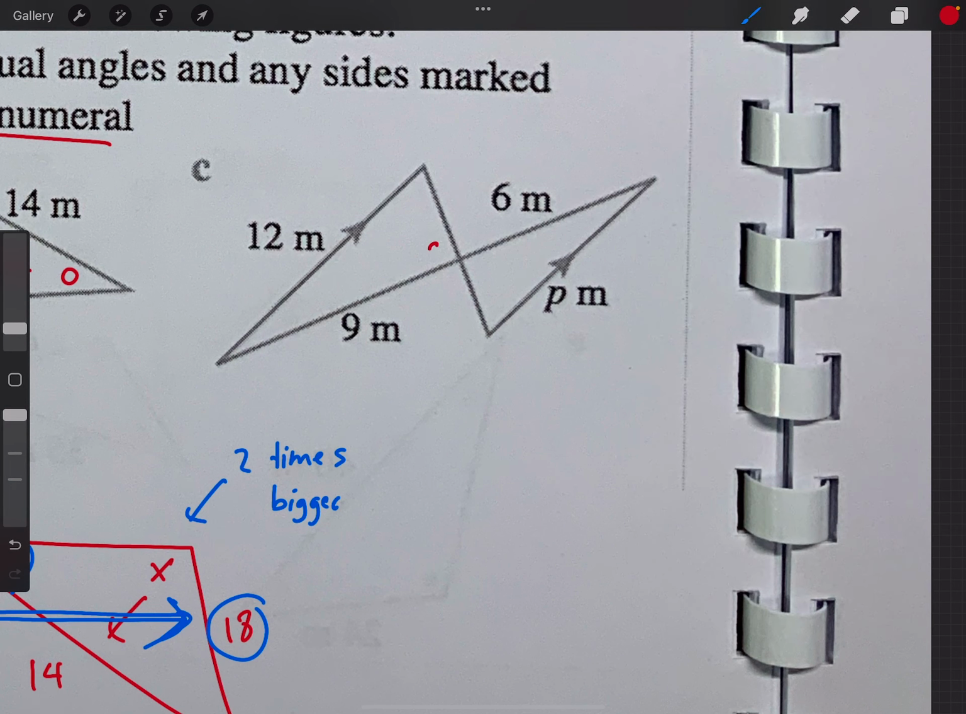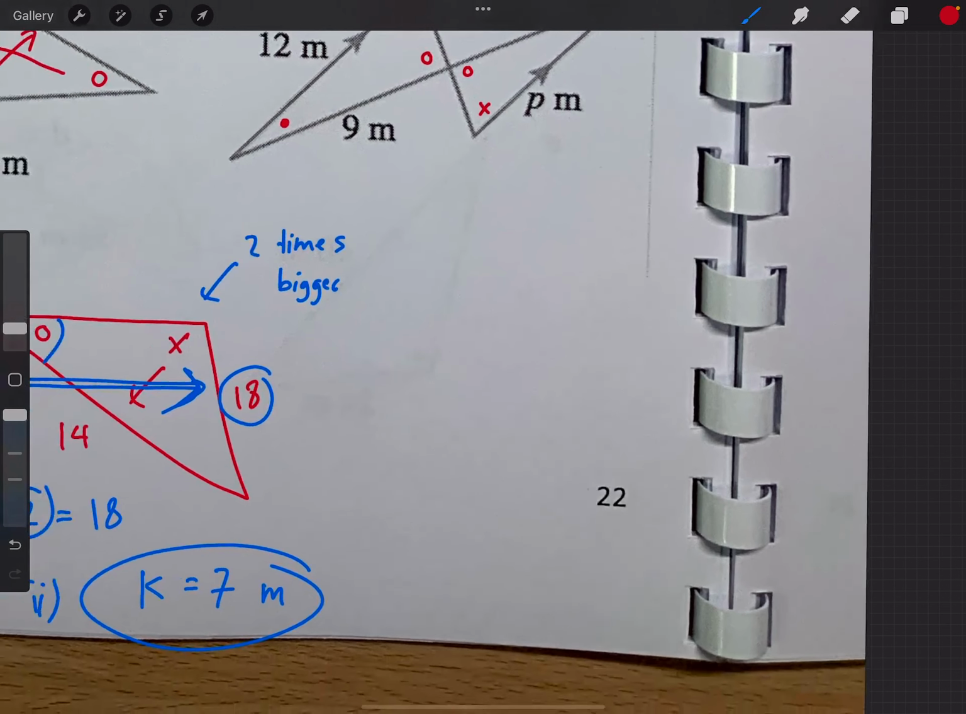So this one would be the same. These two angles would be the same. This angle would be the same as this angle. So let me mark that with a dot. And this one is a dot. And this angle is equal to this angle, for the same reason: alternate angles.